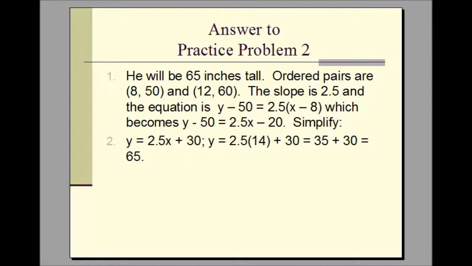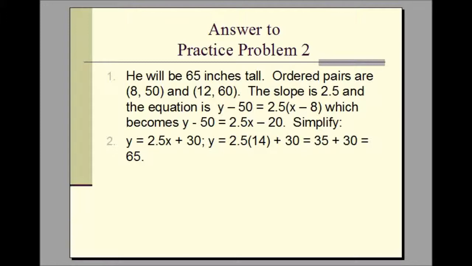The answer to practice problem 2 is that he will be 65 inches tall. Ordered pairs are 8, 50, meaning that at 8 years old he's 50 inches tall, and 12, 60, meaning that when he's 12, he's 60 inches tall. The slope is 2.5, and the equation is y minus 50 equals 2.5 times x minus 8. This becomes y minus 50 equals 2.5x minus 20. We simplify by adding 50 to both sides. This gives us y equals 2.5x plus 30.